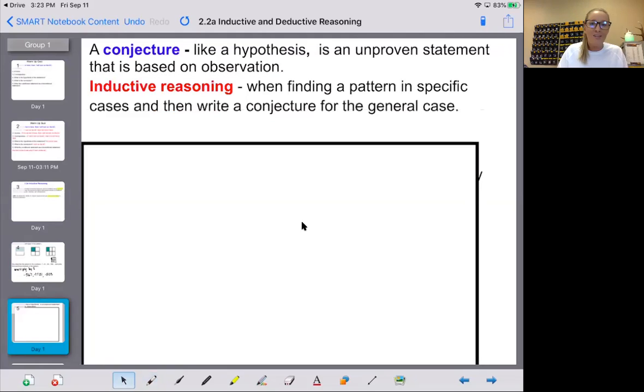All right, inductive reasoning is when you find a pattern in specific cases and then you write a conjecture for the general case. So like exactly what I just said, you notice something happening over and over again. I keep seeing the teachers are wearing jeans on Fridays, right? Then your conjecture is, in general, I bet Fridays are casual Fridays. So you make a conjecture about the general case, not that specific case, like not today Friday, but all Fridays I'm noticing that teachers are wearing jeans. So it must be, in general, teachers get to wear jeans on Fridays.